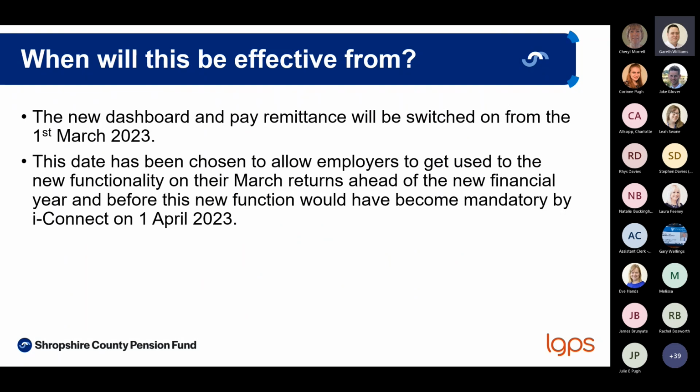The new dashboard and pay remittance will be switched on from the morning of the 1st of March 2023. This date has been chosen to allow employers to get used to the new functionality on their March returns ahead of the new financial year, and before this new function would have become mandatory by iConnect on the 1st of April 2023. So is there any questions at all?